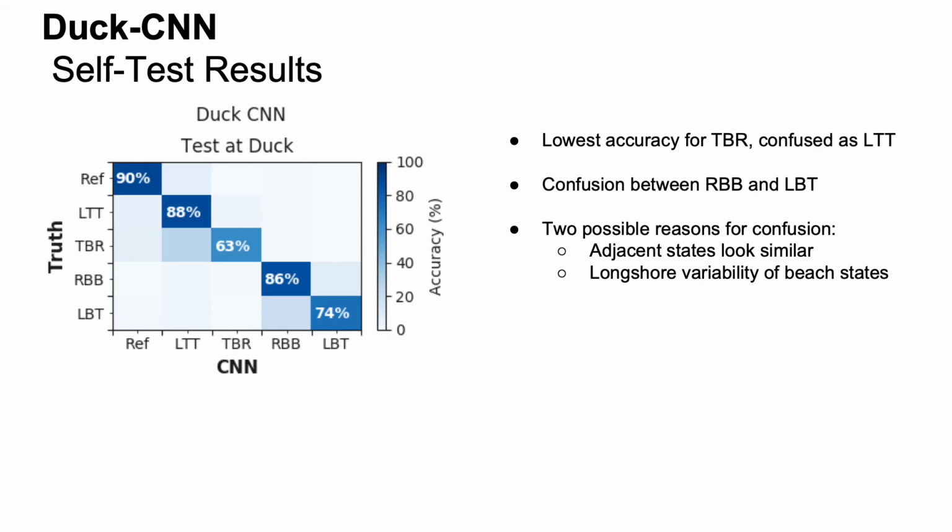63%. And there are two main reasons for there being confusion between states. And the first is that adjacent states look similar. And that's to say that a transverse bar rip state might look a bit like a low tide terrace if the morphology is evolving towards that state.